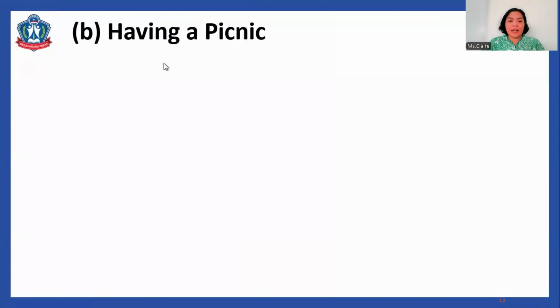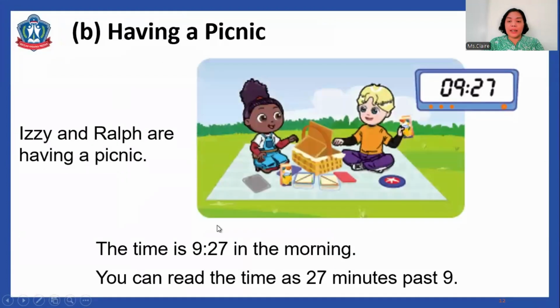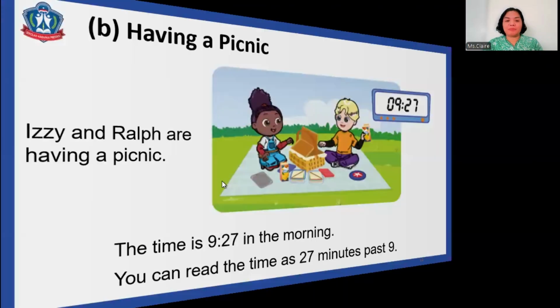Okay, having a picnic. Izzy and Ralph are having a picnic. The time shows 9:27 in the morning. It means this is 27 minutes past 9. Okay, remember? 27 minutes past 9 or 33 minutes to 10 o'clock. Remember, 33 minutes to 10 o'clock.